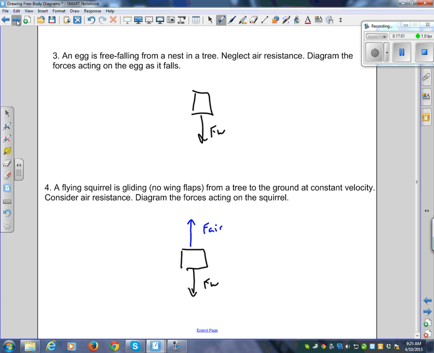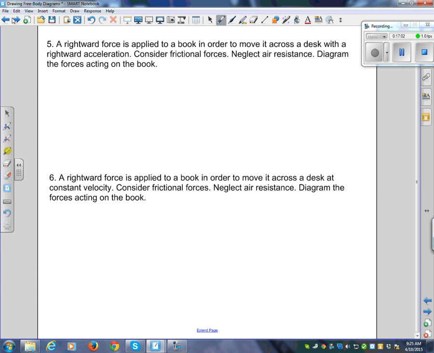Okay, do you want to try these ones now? Yeah. Try those, I'll give you 5 minutes, and then I'll give you answers. A rightward force applied to a book in order to move it across the desk with a rightward acceleration. Consider friction, neglect air resistance. So it's sitting on a table. Weight force, normal force. There is friction.